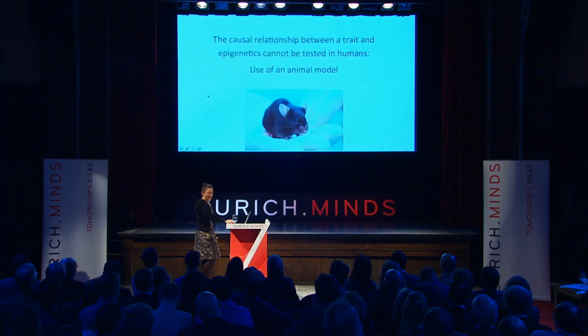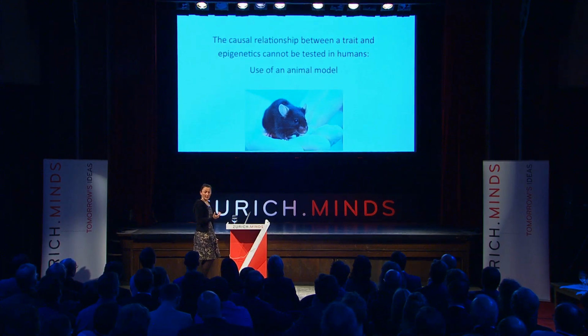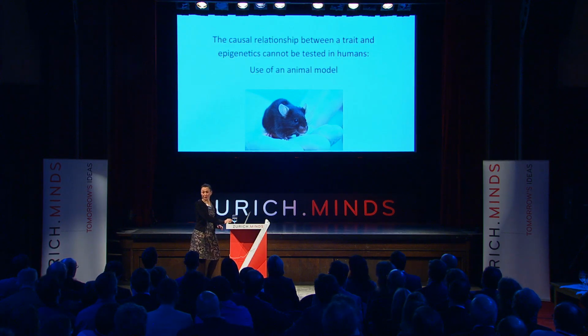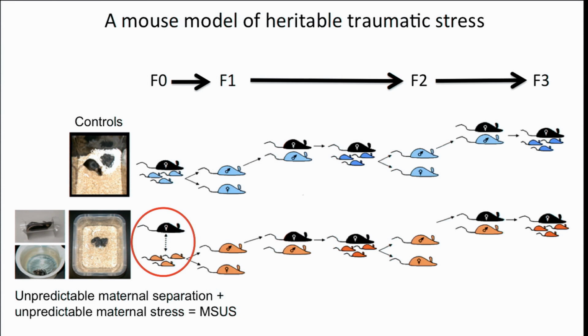So now, if you hypothesize that the environment may modify these epigenetic mechanisms in the brain and in germ cells and ultimately lead to psychiatric disorders that will be transmitted across generations, you cannot really test this hypothesis in a causal way in humans, so we used an animal model, a mouse model. So we developed a mouse model of heritable traumatic stress. So here you have a mother with her pups, raising her pups in a regular way. And here we have the manipulation, which is an unpredictable maternal separation.